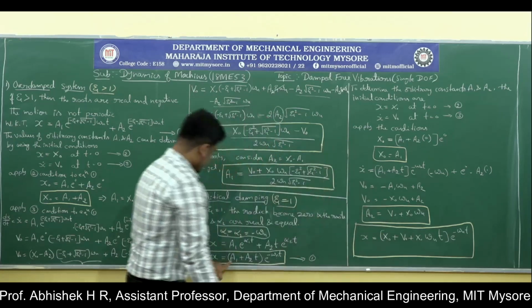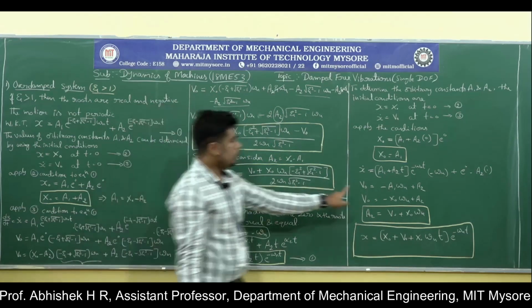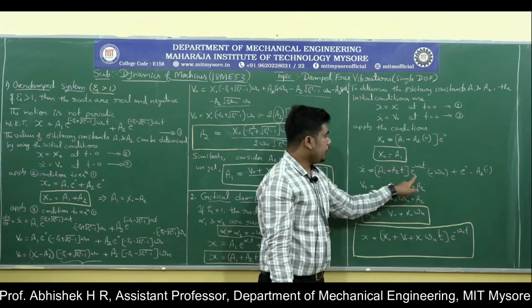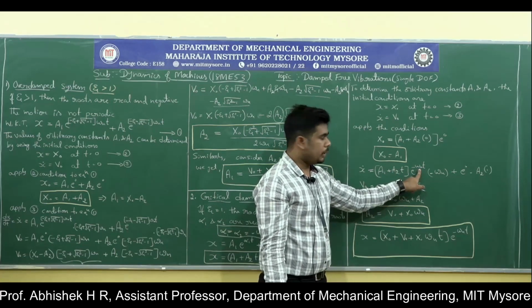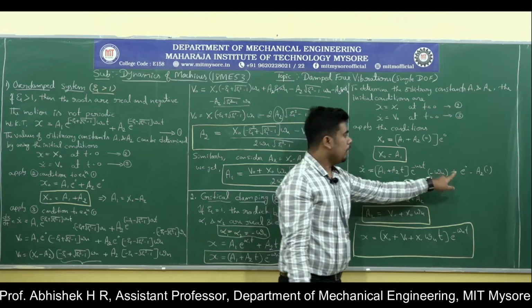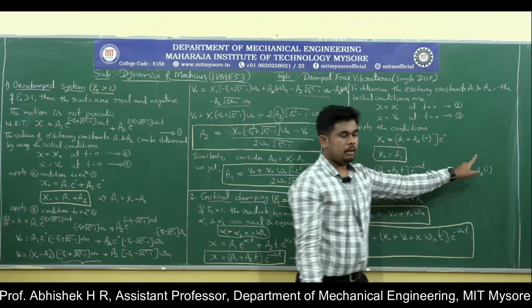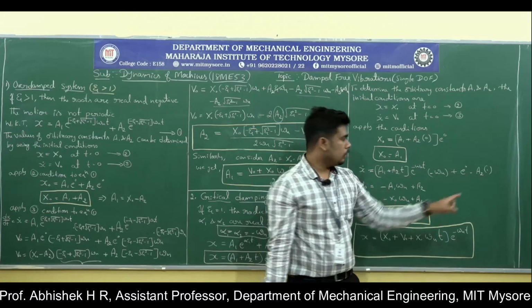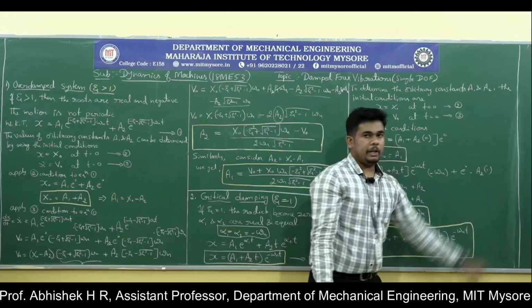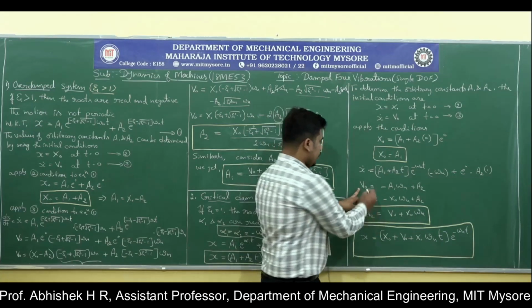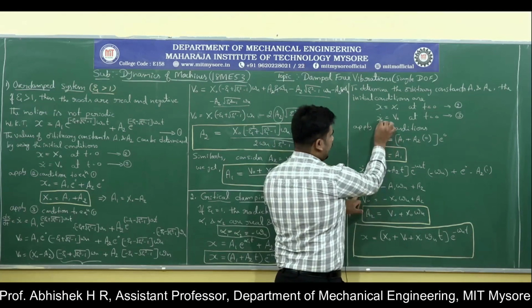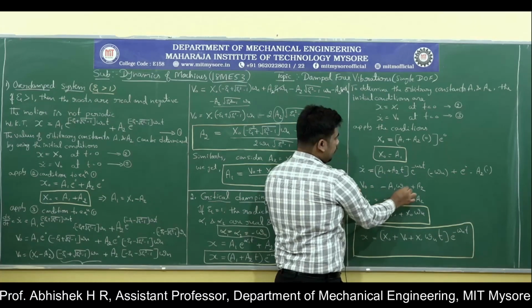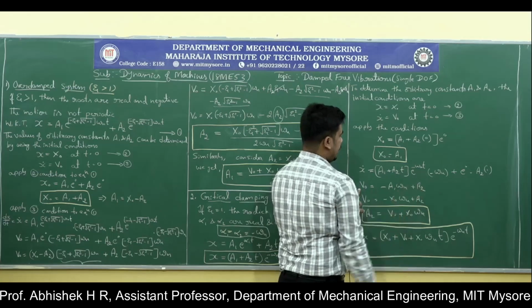Now differentiate this with respect to time, so you will get x dot is equal to a1 plus a2 t into e to the power of minus omega n into t into minus omega n, plus e to the power of minus omega n into t, where t is 0, so e to the power of 0 into a2. So in place of x dot consider v naught, so v naught is equal to minus a1 omega n plus a2.